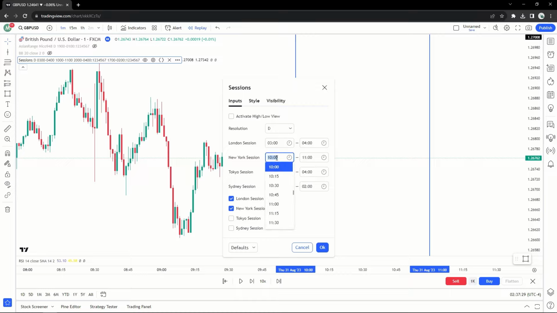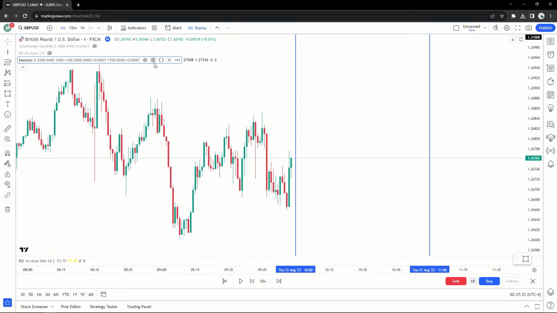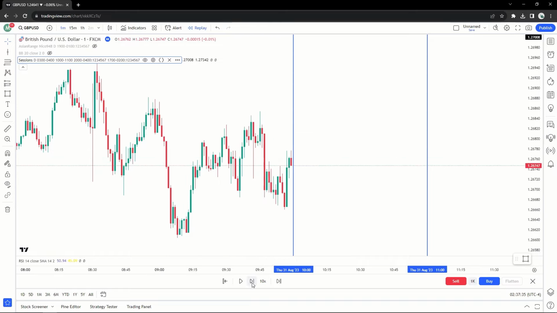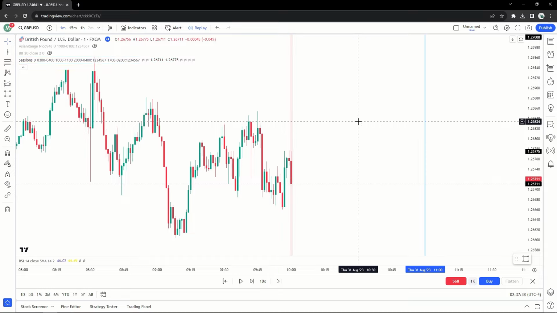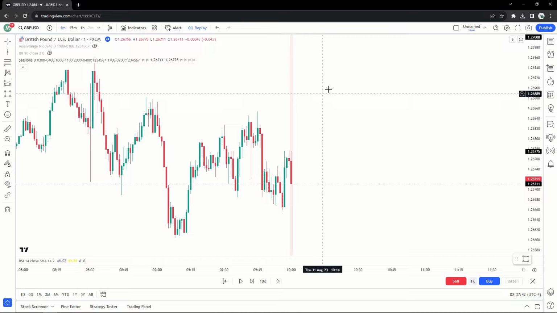You simply go here, you write 10 a.m. for New York session, then 11. As simple as that. Now I've turned this indicator on. I'm just going to let it play a little so you guys can understand what it does. There you go. It basically shows you the beginning of Silver Bullet from 10 to 11. It will display like a red background on the chart.